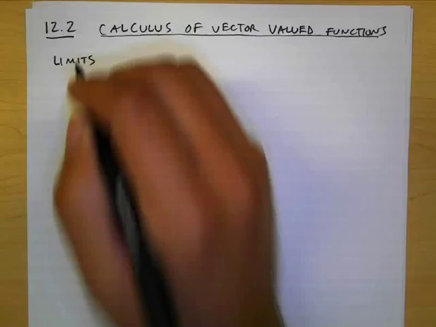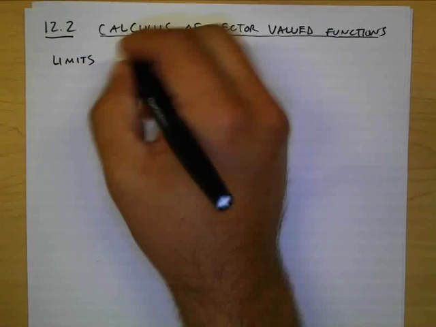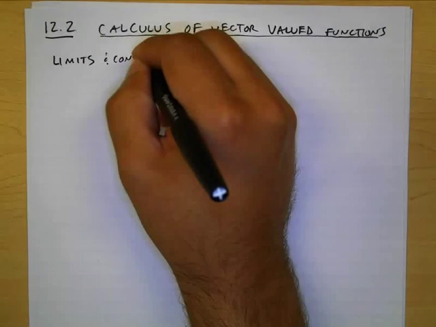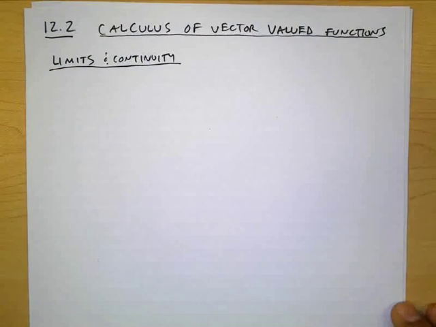So we'll go through pretty much your sequence in Calc 1. Before you learned calculus, you talked about limits, right? After limits, what came next? Derivatives. And after derivatives, you did applications. We'll do one very easy one. And then integrals. That's what we're going to do with vector valued functions. So first we'll talk about limits and continuity.